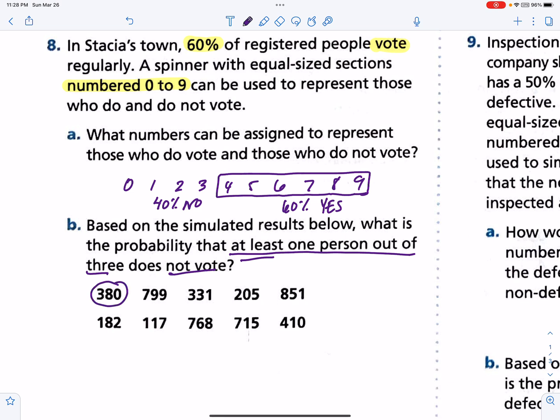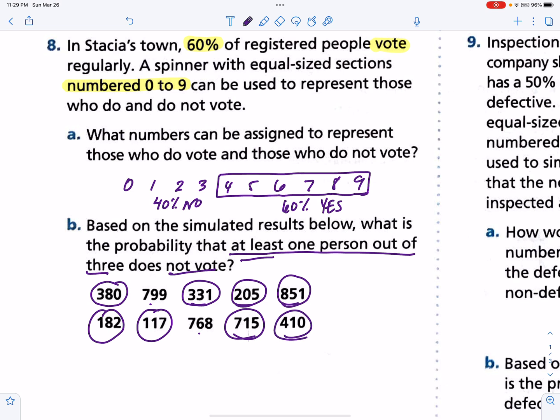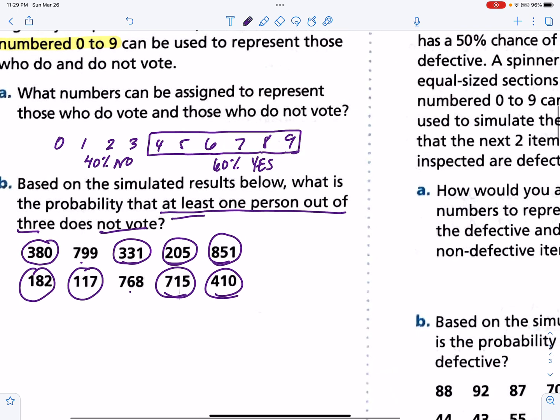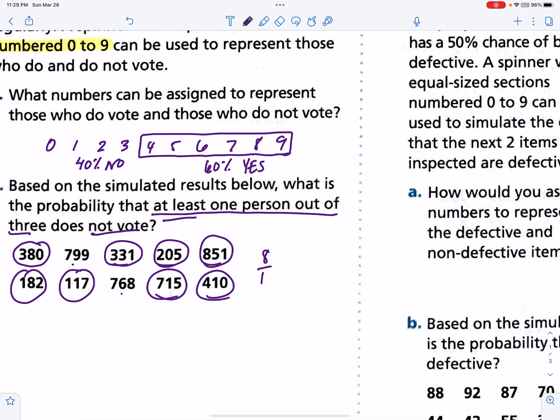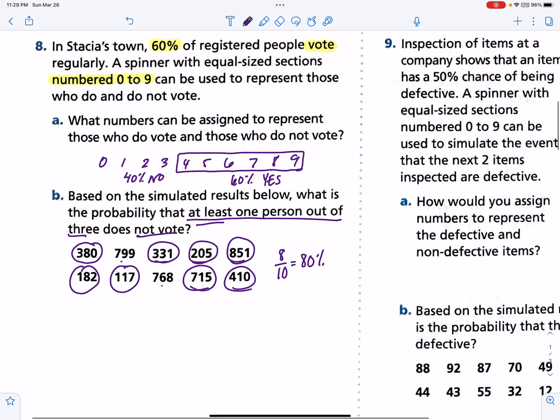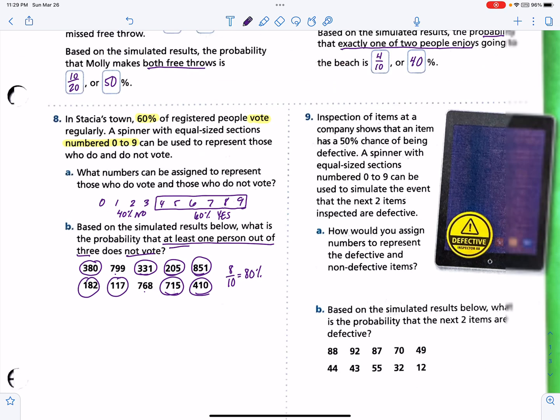So that has 0, 1, 2, or 3. This one does not. This one does. This one does. This one does. This one does. This one does. This one does not. This one does. And this one does. Okay, and so we end up with 2, 4, 6, 8 out of 10, which is 80% of people, or 80% of our results have at least one person out of 3 that does not vote. Okay. All right.